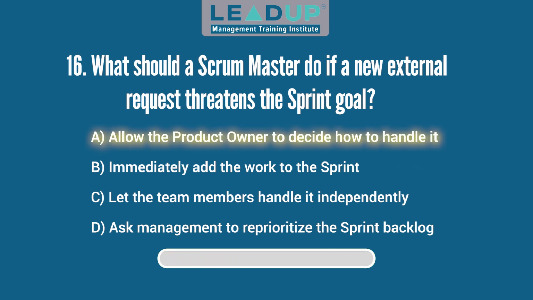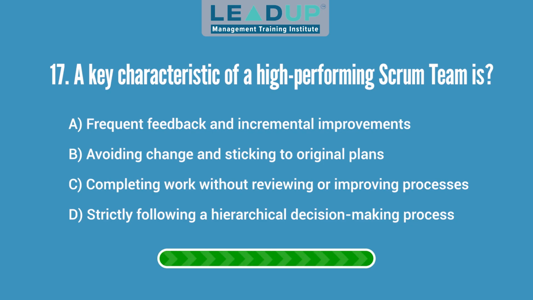Answer: allow the product owner to decide how to handle it. Question 17. A key characteristic of a high-performing Scrum team is A. Frequent feedback and incremental improvements. B. Avoiding change and sticking to original plans. C. Completing work without reviewing or improving processes. And D. Strictly following a hierarchical decision-making process.